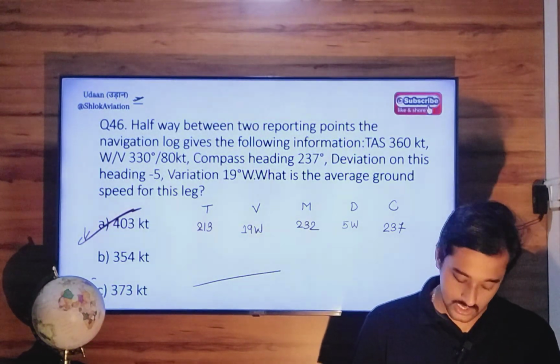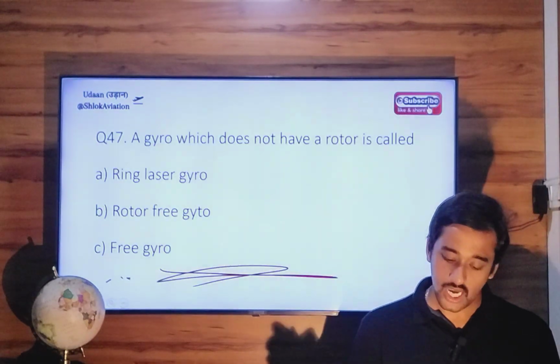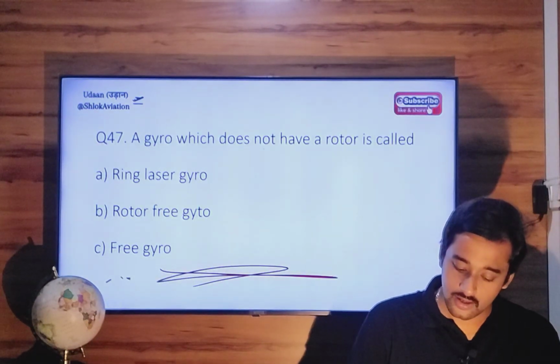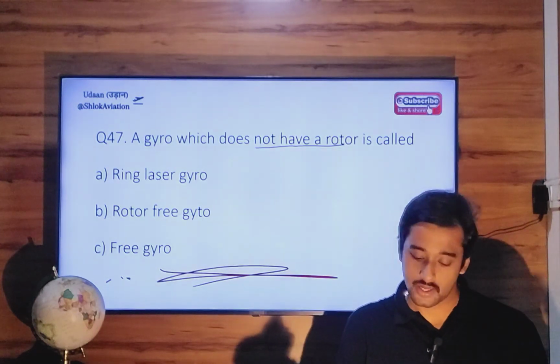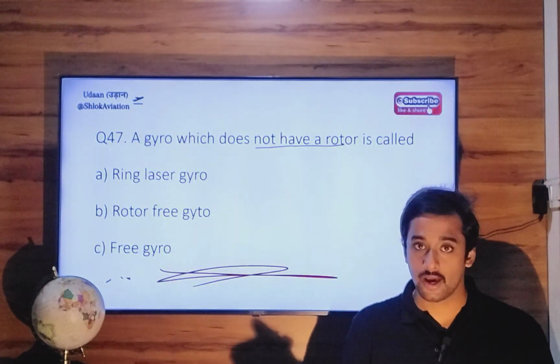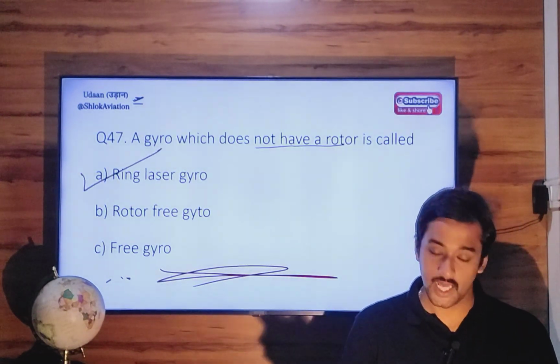Okay. Next, question 47. A gyro which does not have a rotor, that means a gyro which does not have any physical moving part, is called what kind of a gyro? So that will be a ring laser gyro.